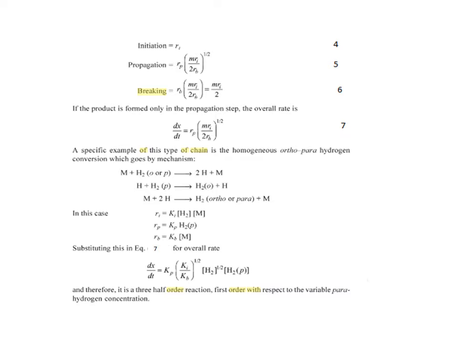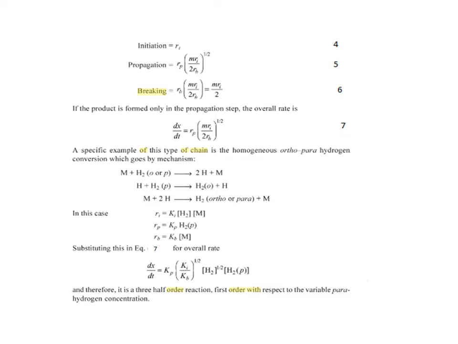A specific example of this type of chain is the homogeneous ortho-para hydrogen conversion, which goes by the mechanism: M plus H2 (para) gives 2H free radical plus M; H plus H2 para gives H2 ortho, and H radical is regenerated; M plus 2H gives H2 ortho or para plus M.